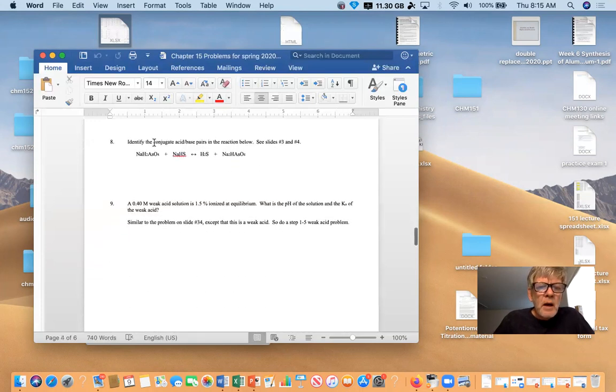Okay. All right, so again, I'll probably move question 8 up. So we just count protons. Okay, H2S, HS. So this is our conjugate acid and its conjugate base, H2S and HS minus. So this is the conjugate acid, this is the conjugate base.